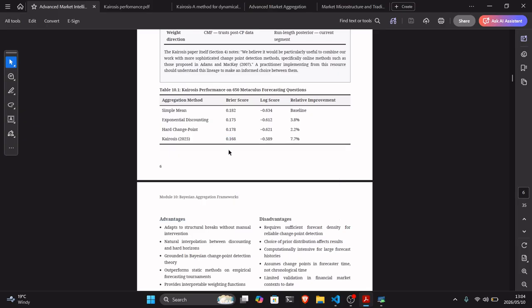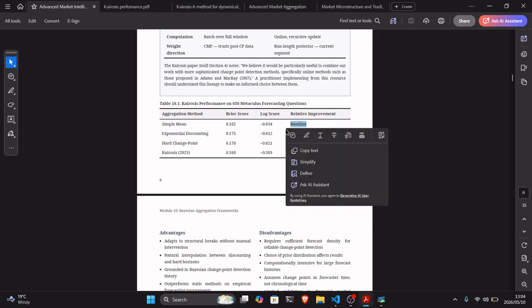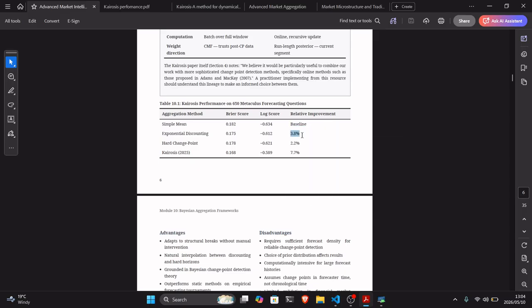A log score of negative 0.634, that's the simple mean, and exponential discounting has a log score of negative 0.612. Hard change point has a log score of negative 0.621, and kairosis has a log score of negative 0.589. And the relative improvement on the simple mean is nothing really, because it's the baseline we compare everything to. Exponential discounting is a 3.8% relative improvement from the baseline. Hard change point is 2.2% relative improvement, and kairosis has a 7.7% relative improvement.